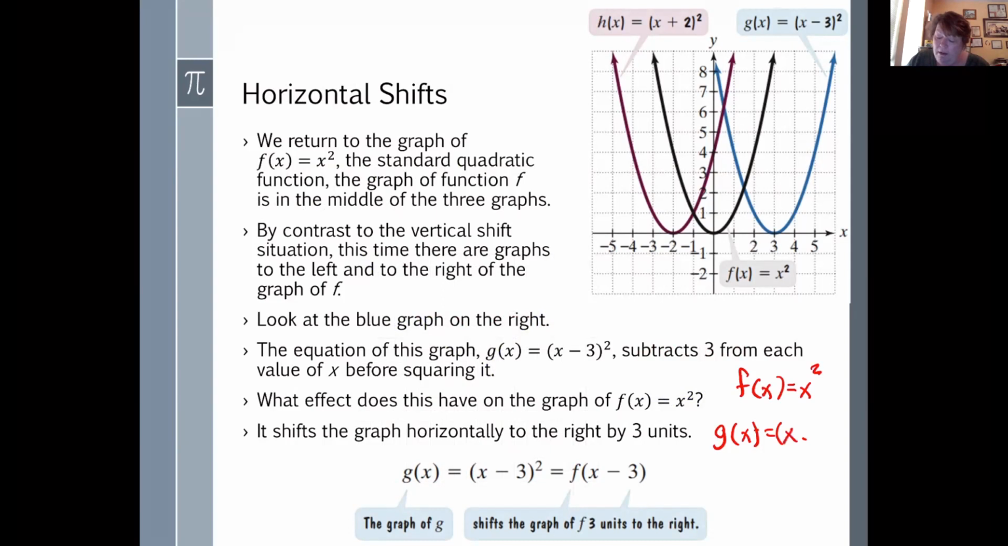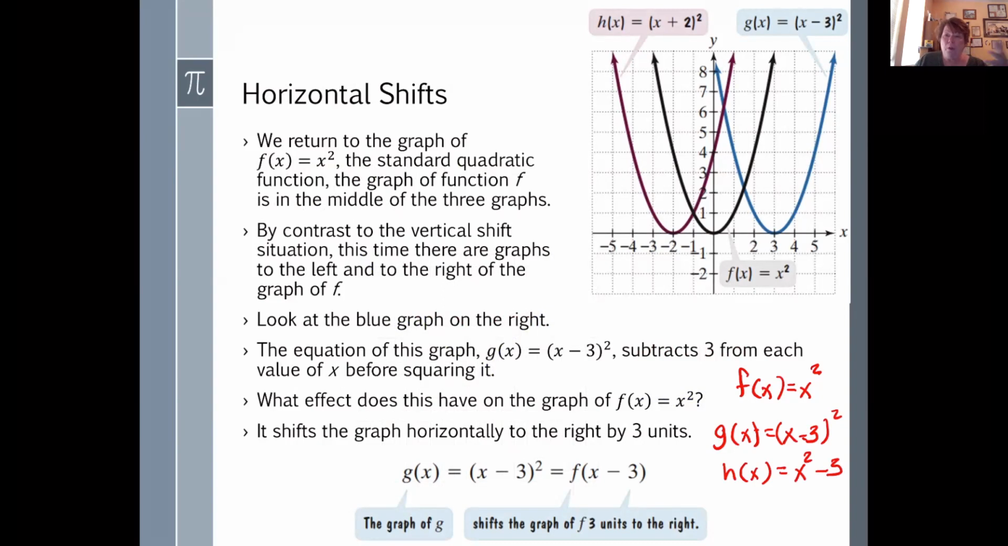x minus 3 squared, and maybe h of x equals x squared minus 3. Do you see the difference in how we write that? So the first function, g of x, is a horizontal shift. The second function, h of x, is a vertical shift. We'll take the whole thing and we'll shift it down 3 units.